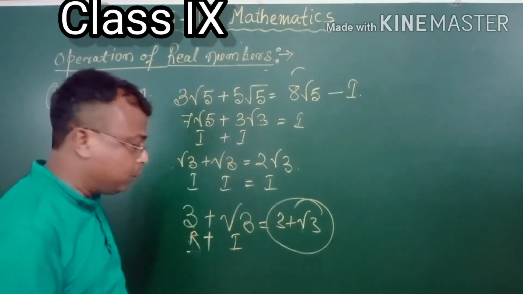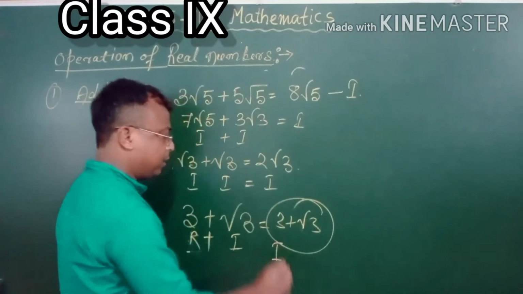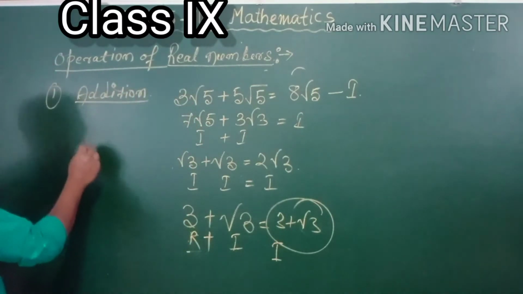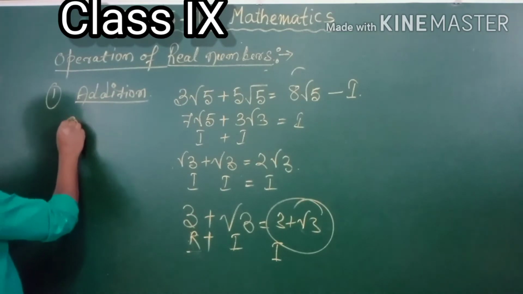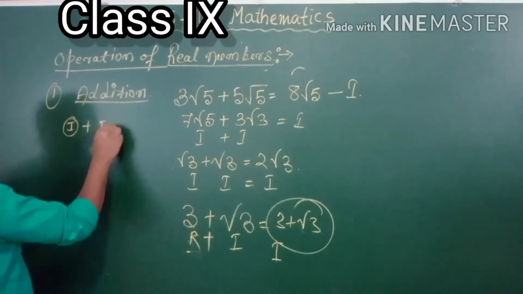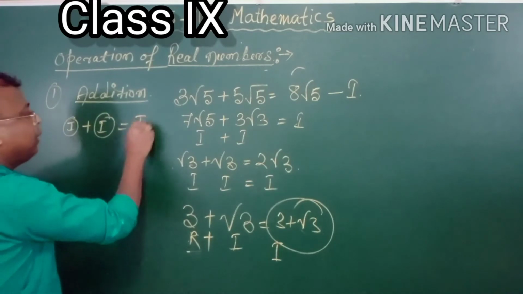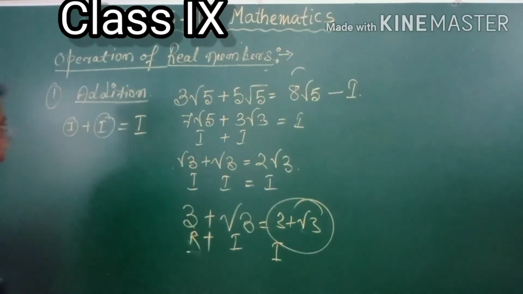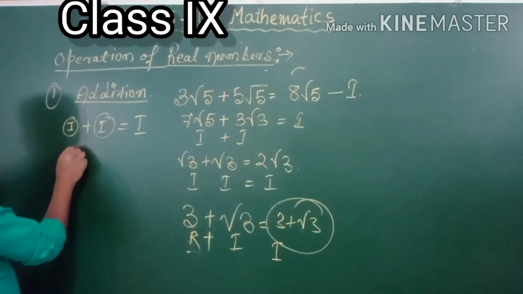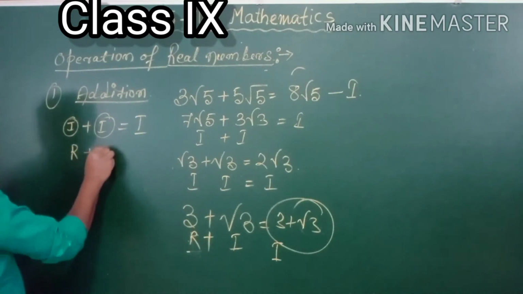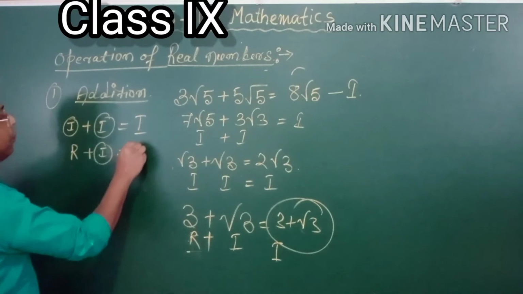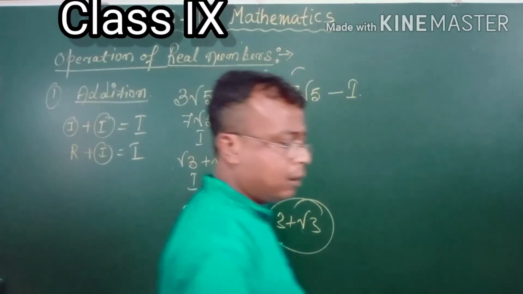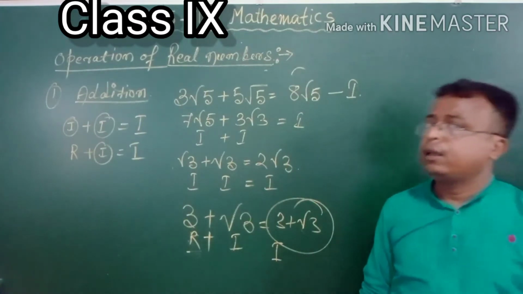What type of number is this one? This is an irrational number. So, what conclusion do we get here? If we add irrational number plus irrational number is equal to what? You will get the answer irrational only. Similarly, if you add a rational number with an irrational number, here also you will get an irrational number. Is it clear to you?